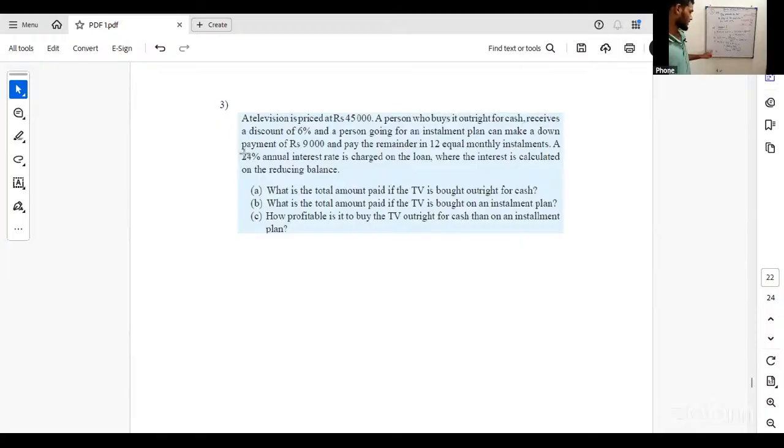Then the fourth step is to find the number of month units. The number of month units. That is what? N over 2 times N plus 1. So what is in here? He pays it for 12 months. So 12 over 2, times 12 plus 1, which is 13. So the answer is what? 6 into 13, 78 month units.